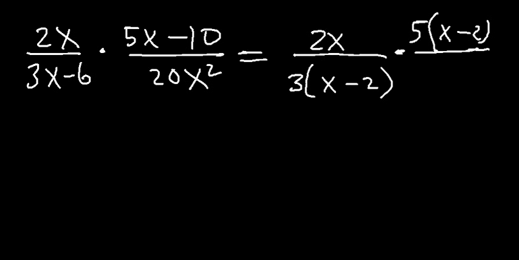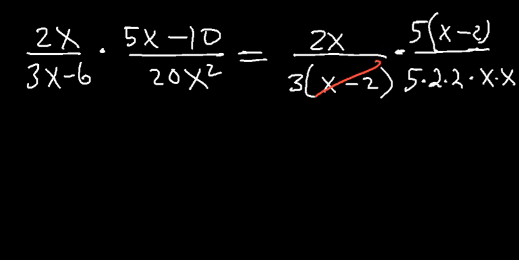20, I'm going to write 20 as 4 times 5. And the 4, I can break down into 2 times 2. So 5 times 2 times 2 is 20. And x squared is x times x.